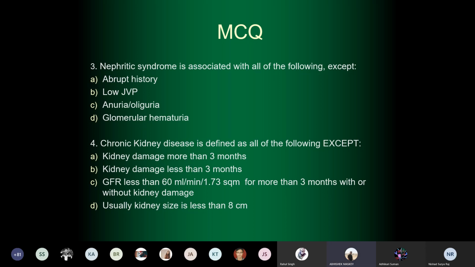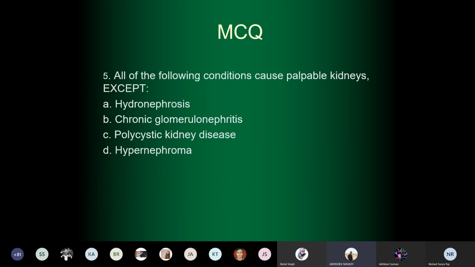CKD is defined by all the following except: kidney damage for more than 3 months, kidney damage for less than 3 months, GFR less than 60, kidney size usually less than 8 centimeters. Answer will be B. B, right? Very good. So it has to be more than 3 months. Very good. So I think all of you are very attentive in the class. I am very happy. So last question.